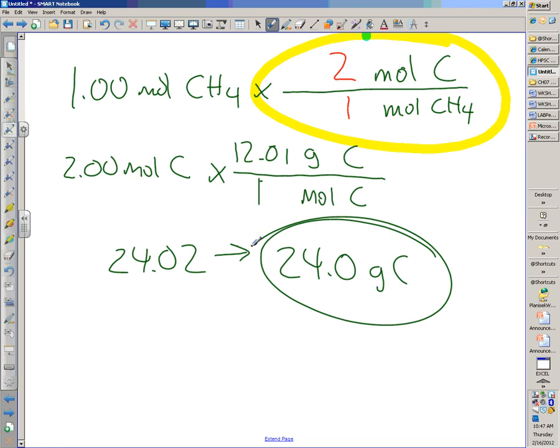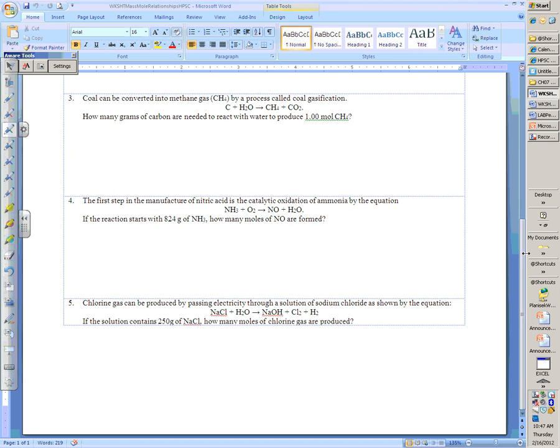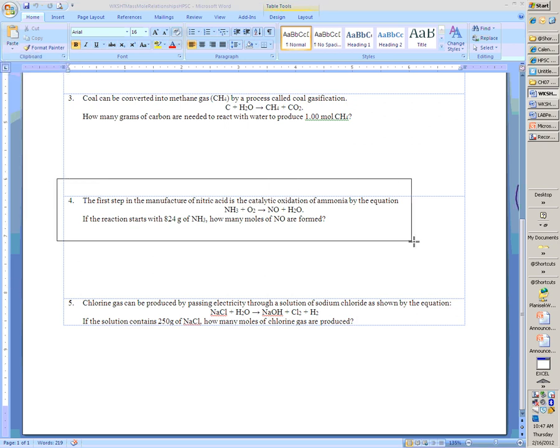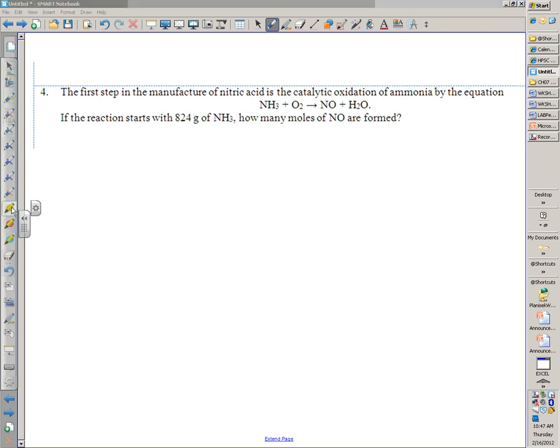Okay. So two things before we finish up with the lab. First, problem number 4 on this problem set. Just real quick. I'm not going to walk through it with you because we don't have quite enough time to do that. But when we see here, it says this problem is asking us how many moles of NO are formed. But it says you start with 824 grams, right?